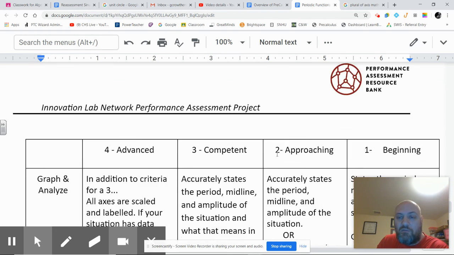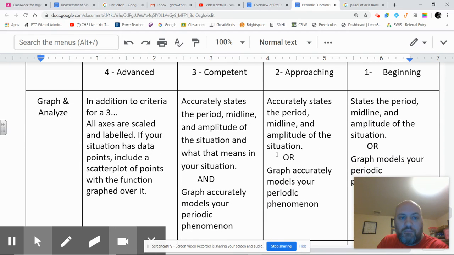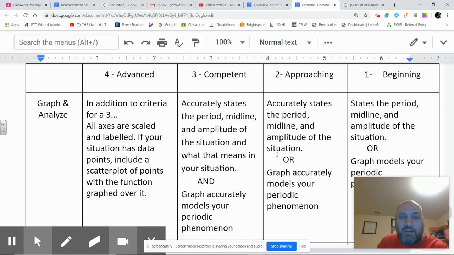So let's take a look at the rubric competencies. The first one is graph and analyze. Throughout this, as I've done all year, I'm only going to talk about the 3 and the 4. 3 is the confident level. That's what you should be shooting for. For those of you who want to go above and beyond to the extension, the advanced 4, you need to complete everything in the 3 in addition to what's in the 4. So for graph and analyze, you need to have an accurately stated period, midline, and amplitude of your situation and what that means in your situation, as well as a graph that accurately models your periodic phenomenon.